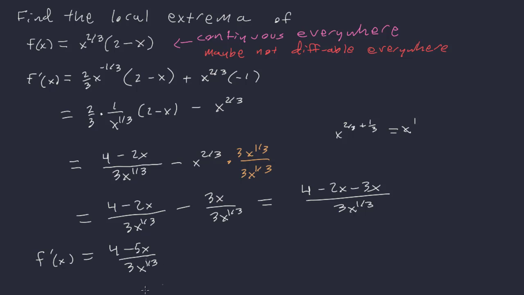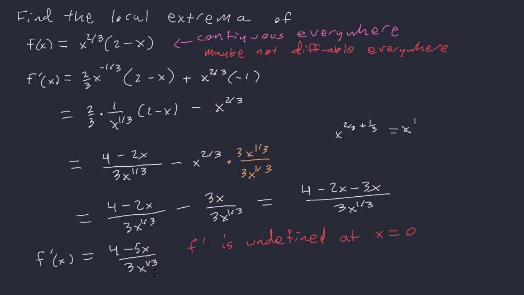All right, now from here, right off the bat, in fact, we could see it right here that x equals 0 is going to cause this to be undefined. So f prime is undefined at x equals 0, because x equals 0 will cause division by 0, and that's really all there is to it. It's undefined.